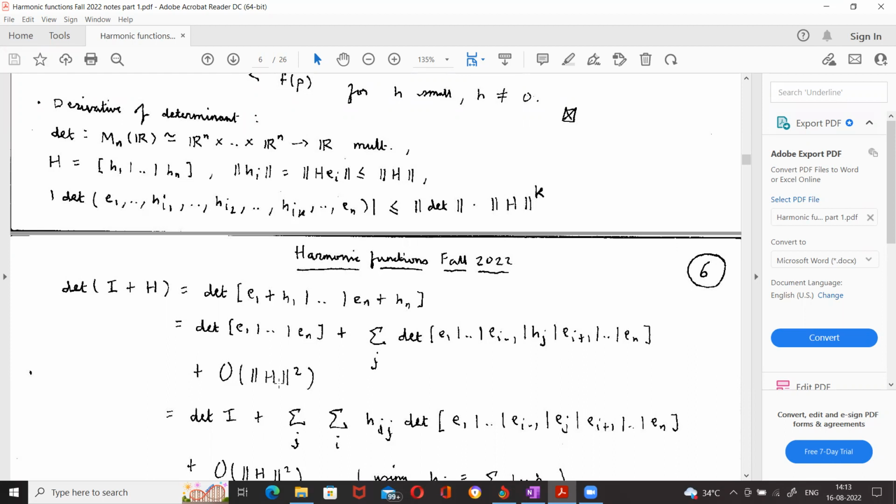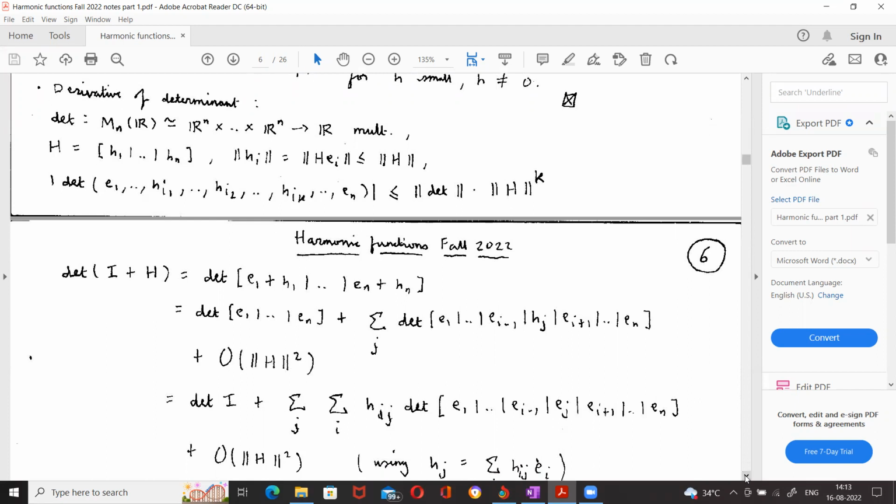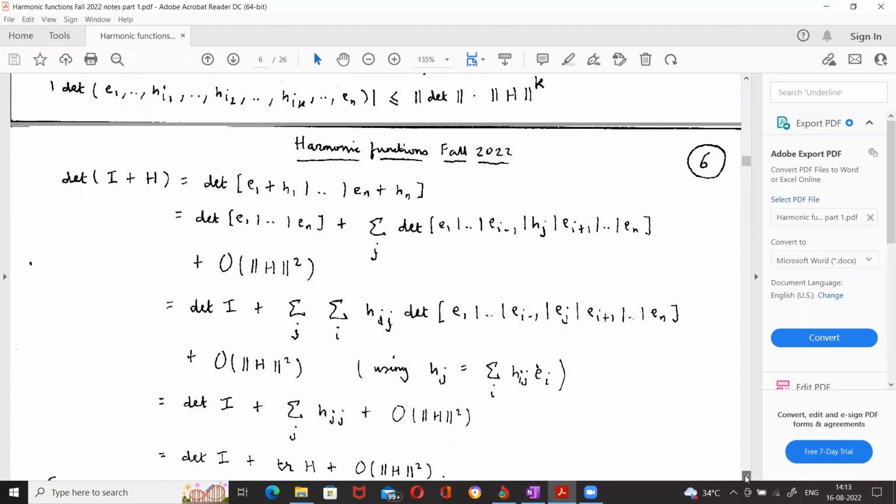Yes? Okay. These higher terms will be polynomial functions of H of degree at least 2 or higher. This first term is linear in H. The other terms will all be polynomials of degree 2 or higher in H. So those will be big O of norm H squared. When I'm calculating derivatives, I can ignore that higher order term. So now I just look at the linear term.